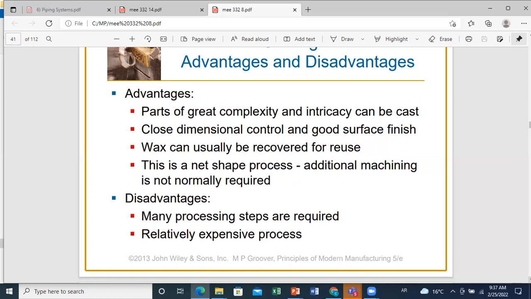Now, concerning disadvantages, we have many processing steps to achieve the final product, and it's a relatively expensive process. So it depends on your application. If it is really worth it, you can go through this type of casting.